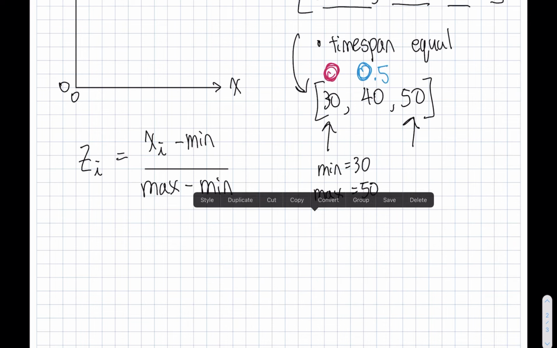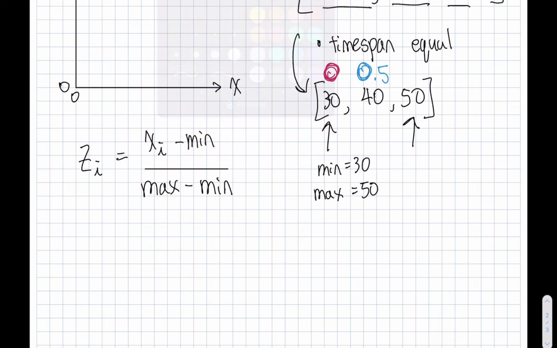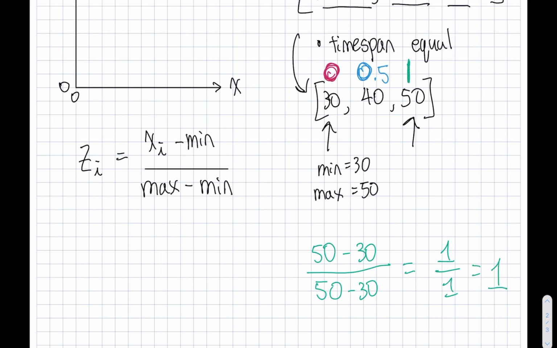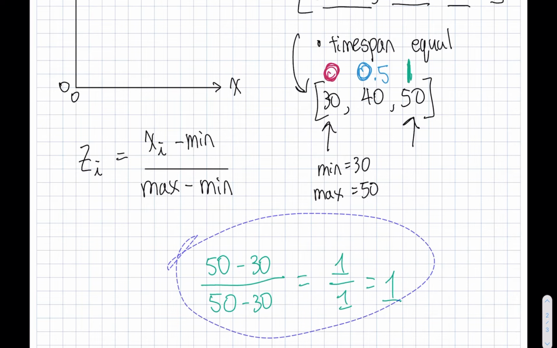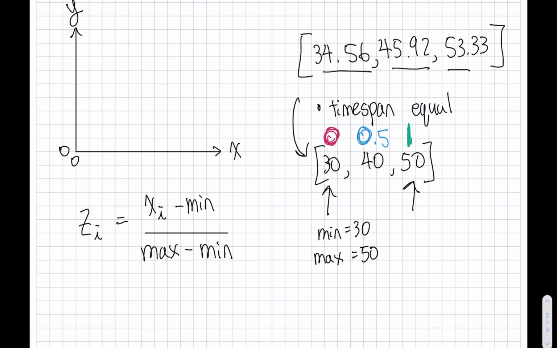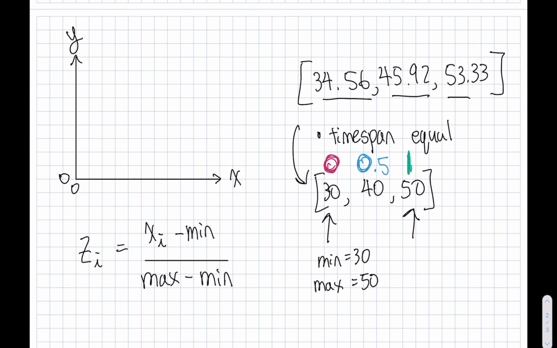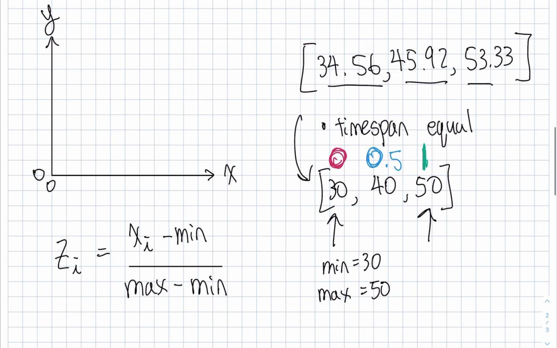All right, one more. So our value is 50 minus the minimum 30, and we divide this by 50 minus 30. So we can see this is just 1 over 1, which is 1. And that means 50 will be normalized to 1. And this gives us the value of y, assuming that y is only from 0 to 1. So later, I'm going to show you how we're going to fix that.